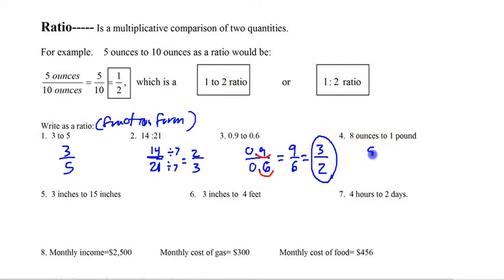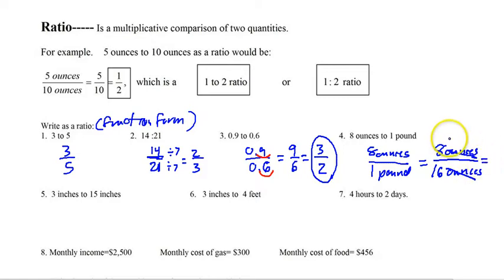Alright, what if you have units? So we have 8 ounces to 1 pound. You must include the units. And if the units are the same type, in this case they're both weights, we have ounces and we have pounds, then you must convert them to the same to give a nice clean comparison. So 1 pound would be the same as 16 ounces, and this is the reason why. And now we can just cancel them and reduce, which gives us a 1 to 2 ratio.